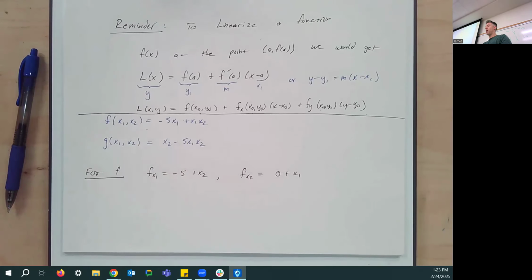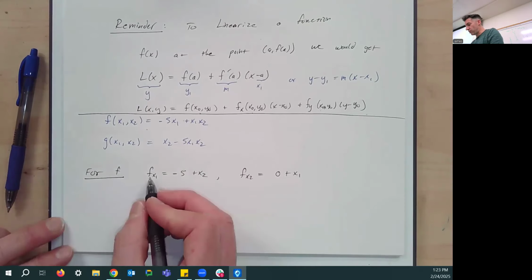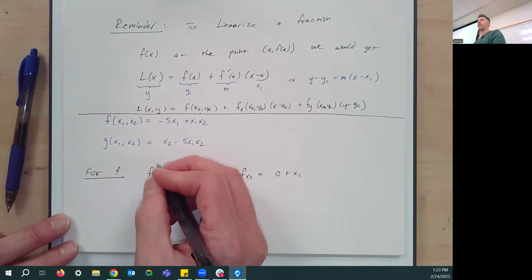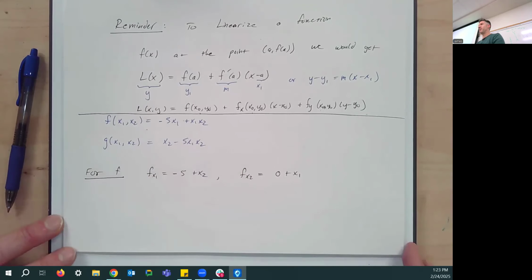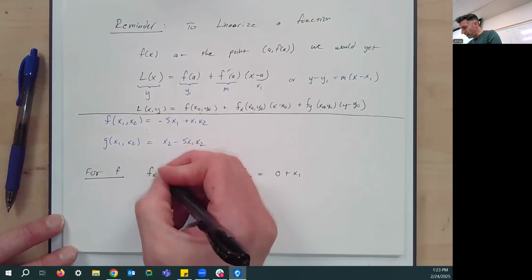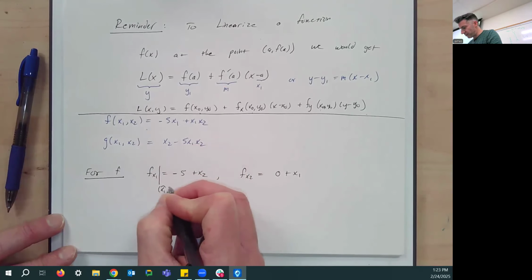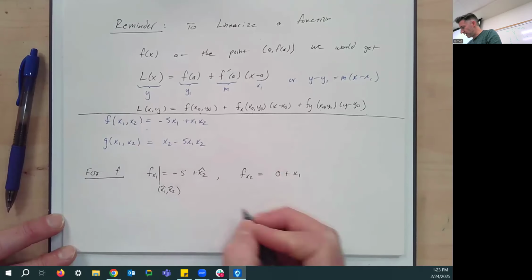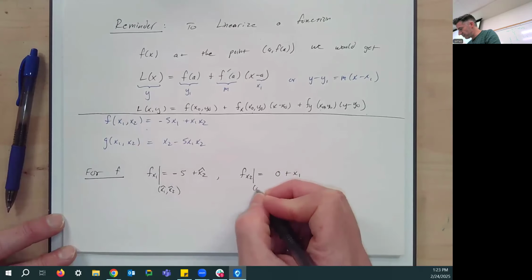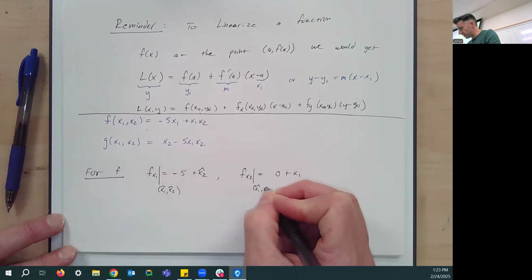I know what I can do. I can be smart. If we're plugging in our equilibrium, I'm just going to plug in the x1 hat, x2 hat value. So my partial with respect to x1, and again I'm doing something that's terrible, but you'll forgive me, I'm plugging in my equilibrium, x1 hat, x2 hat. So I'm just going to change those to hats. Same deal here: x1 hat, x2 hat.